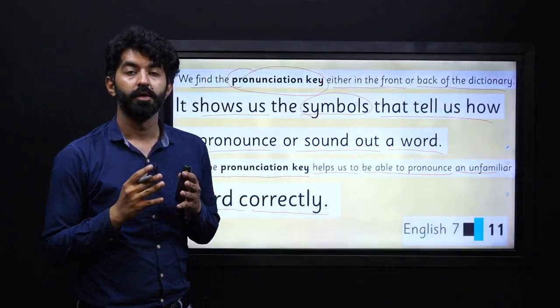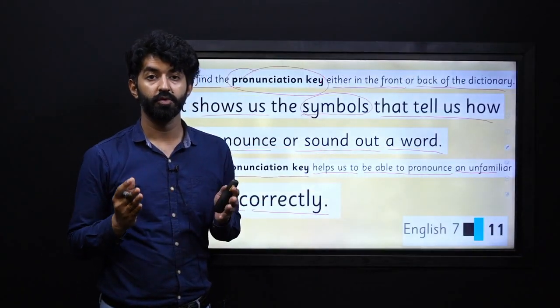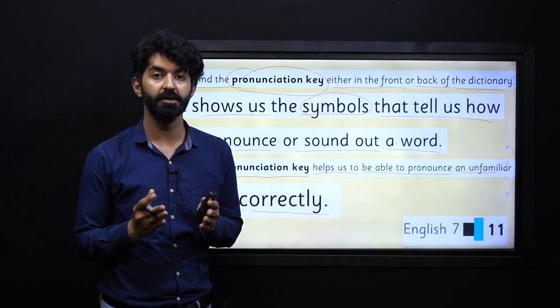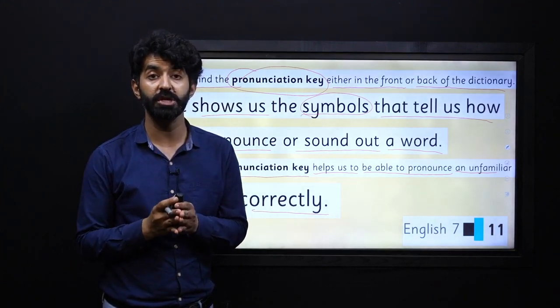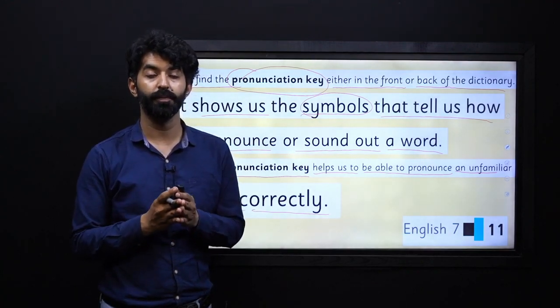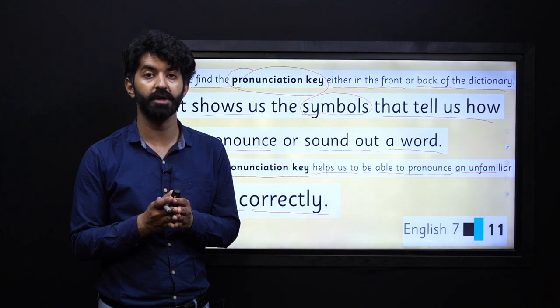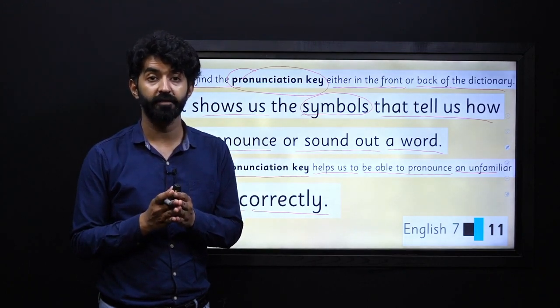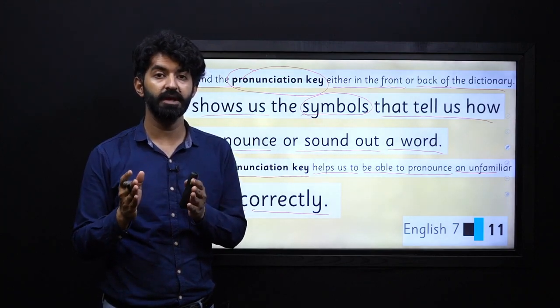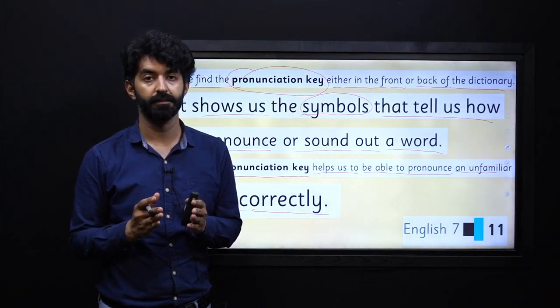Most of the time, we do not know how to pronounce a word. So, to help us, dictionaries have pronunciation keys for your better understanding and to make your pronunciation of the word correct. By reading that, you can easily pronounce the word correctly.